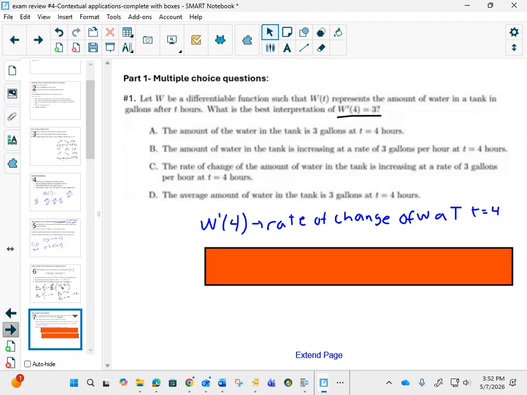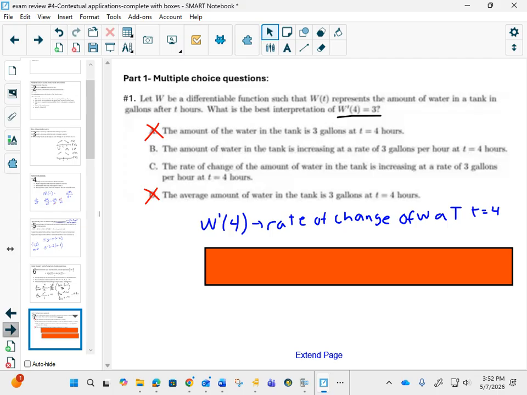So when we go through the choices, A is an amount of water. You could already say no to A. An average amount of water? No, this is a rate. We can already say no to D. Now, both B and C use the word rate, so let's read them more carefully.